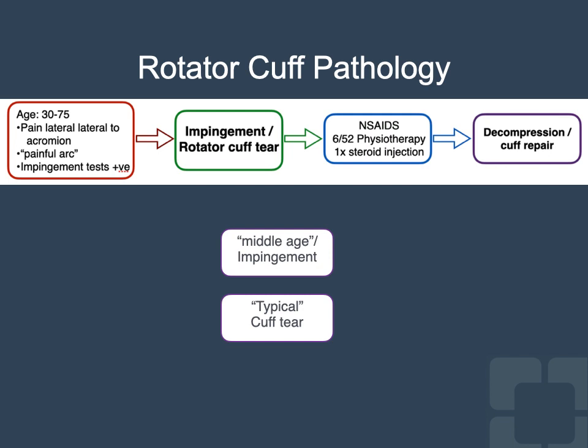It's non-steroidals, a trial of physiotherapy, and a steroid injection to help with the physiotherapy. If this doesn't work, they're going to need some further imaging to try and work out whether it's impingement or a tear, and then ultimately either a subacromial decompression, which actually isn't very common, or a rotator cuff repair.